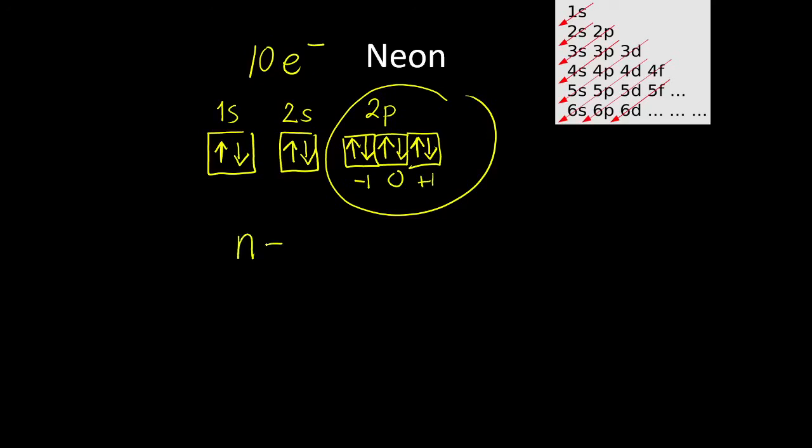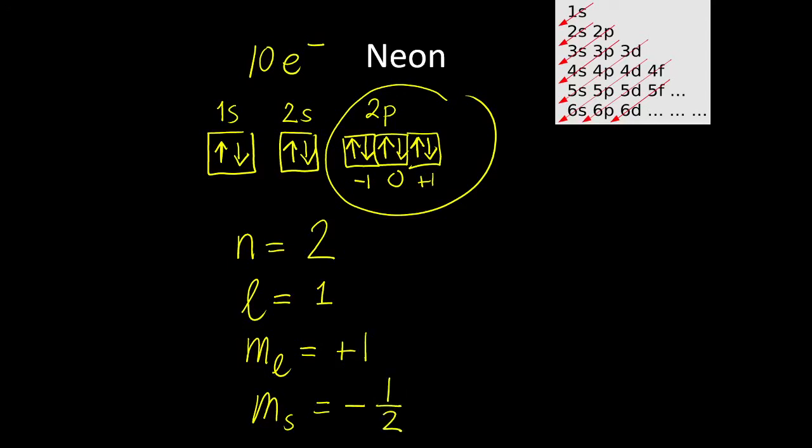So, pilay N nato? 2. The principal quantum number is 2. What about the angular momentum quantum number? 1. What about the magnetic quantum number? Positive 1. What about the spin quantum number? Sure mo positive 1/2? Going up or going down ang last? Negative 1/2. Okay, there you go.